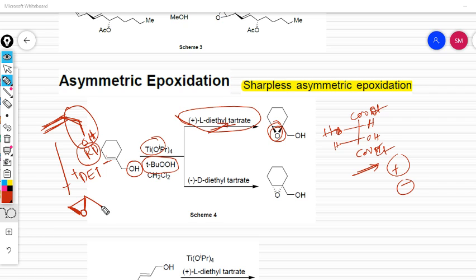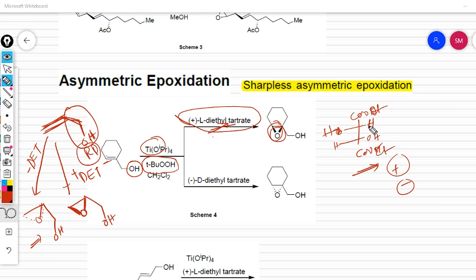Okay, and if the same orientation is present and if I use minus diethyl tartarate, then epoxidation will be below the plane. It is very important and most probably an expected question. Okay, so the orientation of epoxidation will be governed by the diethyl tartarate. Why is it going to govern this?